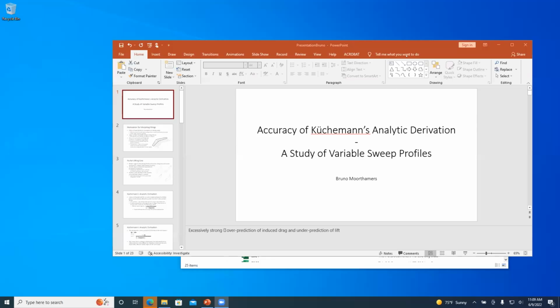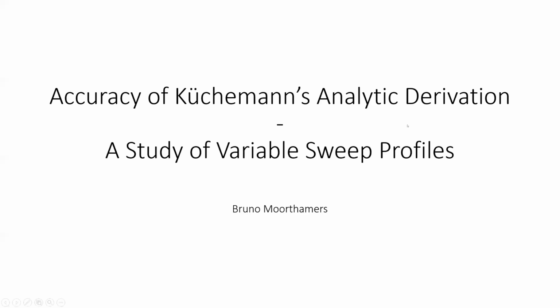I selected a few slides from my dissertation and from a paper I presented on the accuracy of Küchelmann's analytic derivation. My dissertation was on a study of variable sweep profiles. I'm going to try and go through some of these a little quickly because I see we're already pretty far behind.